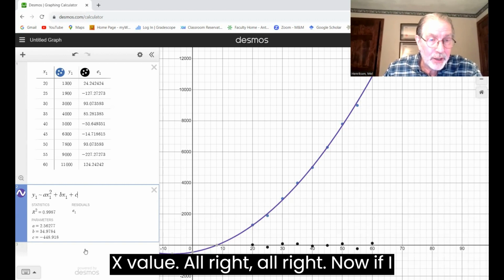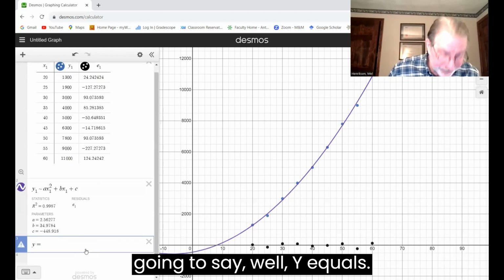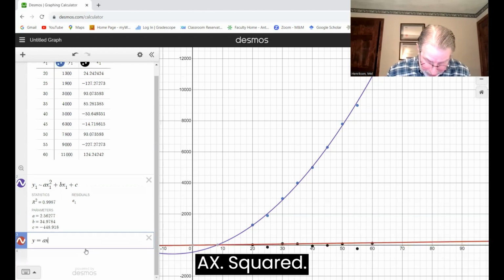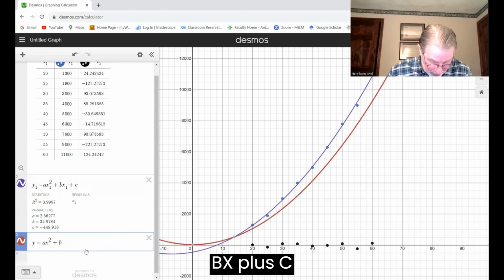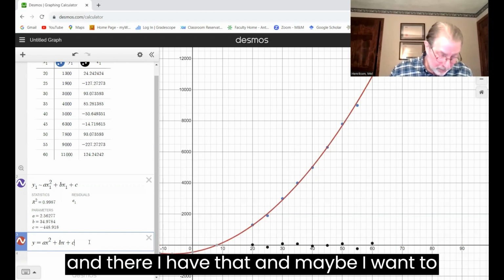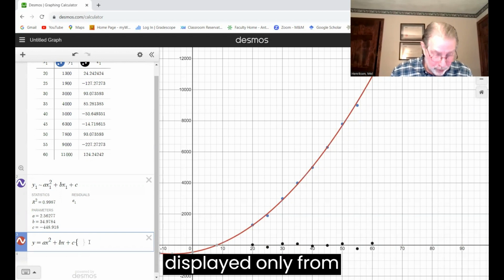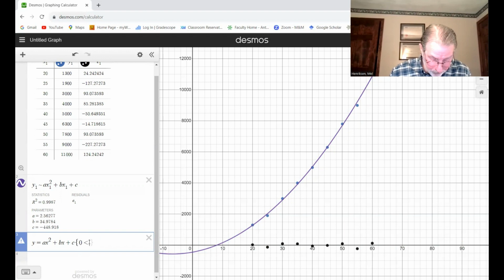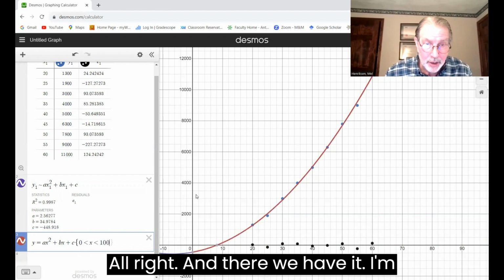All right. Now, if I want to reproduce this function here, I'm going to say, well, y equals ax squared plus bx plus c. And there I have that. And maybe I want to limit this function so it's displayed only from 0 to, I don't know, let's say 100. All right. And there we have it.